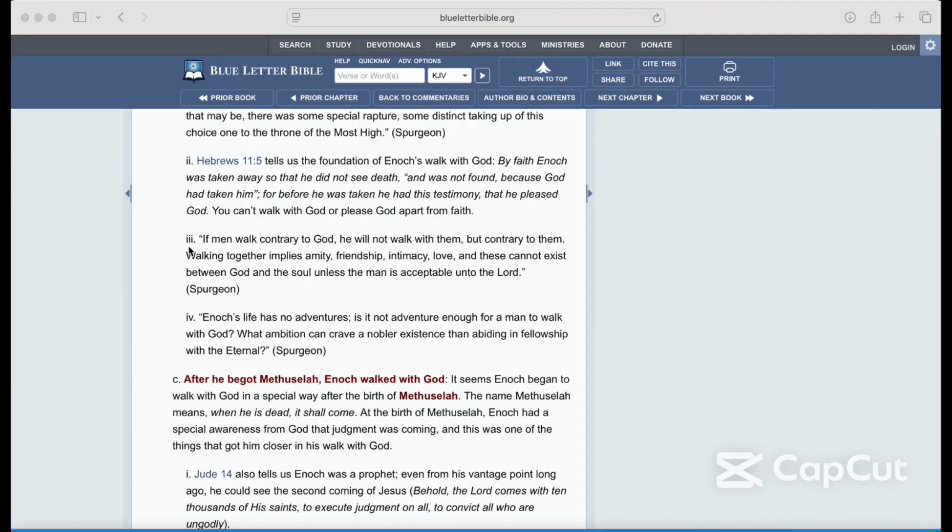Another commentary on the BLB's website is a study guide by David Guzik. Hope I'm saying that right. And he says this: if men walk contrary to God, he will not walk with them, but contrary to them. Walking together implies amity, friendship, intimacy, love, and these things cannot exist between God and the soul unless the man is acceptable unto the Lord. And David Guzik is quoting Charles Spurgeon right there. That's not a quote by David, that's a quote by Charles Spurgeon.